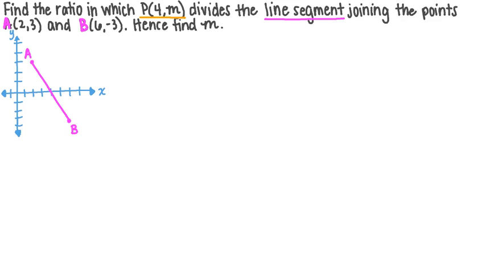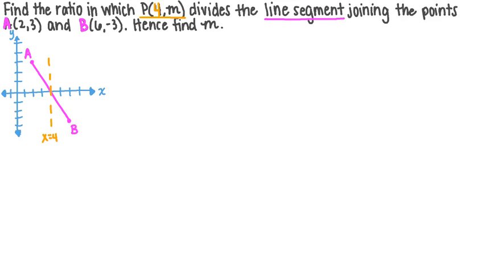And we also have this point P. It divides this line segment, and it doesn't say it divides it in half. So we want to find the ratio in which P divides the line segment. Now we may not know exactly where point P is located, but we do know it's located at (4, m). So its x-coordinate is 4. So we know that P is found on the line x equals 4.